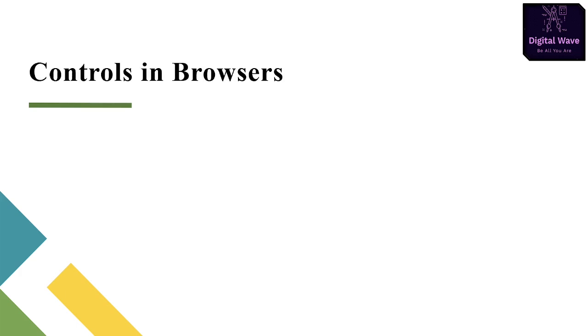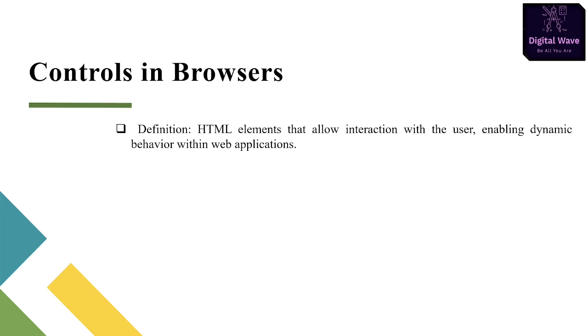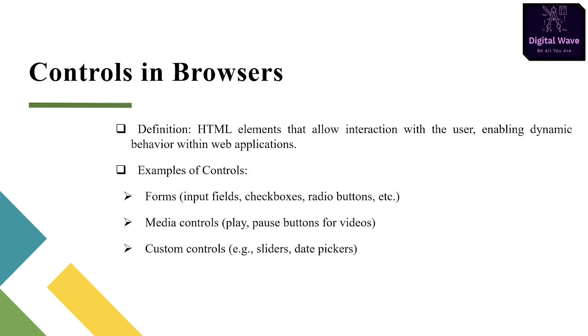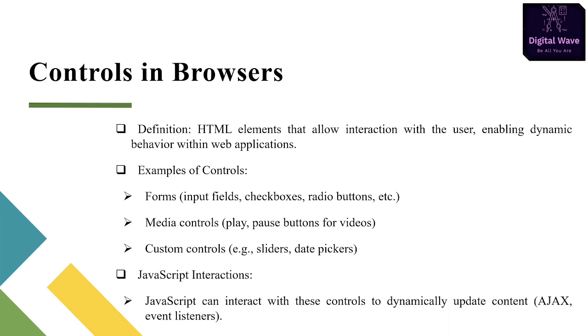Next is controls in browsers. These are HTML elements that allow interaction with the user, enabling dynamic behavior in web applications. Examples of controls are forms, media controls, and custom controls. So we can create forms with the help of input fields, checkboxes, and radio buttons. In media controls, there are play and pause buttons for videos, and custom controls like sliders and date pickers. So these all are examples of controls in the browser.